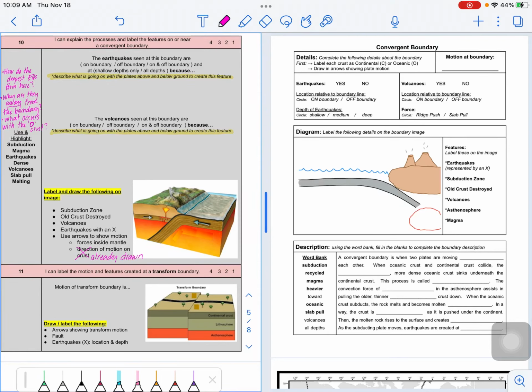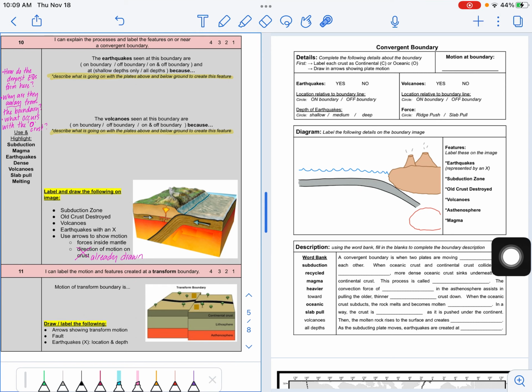Here we are thinking about learning target number 10, really similar to number 9, just this time looking at convergent plate boundaries, right? So we're still thinking about the same details, what's going on with earthquakes, what's going on with volcanoes, and then label up a couple key features. So looking at the helpful hints, there's a couple questions you can think about as you explain out what's happening. But again, all this is coming right from our convergent boundary notes.